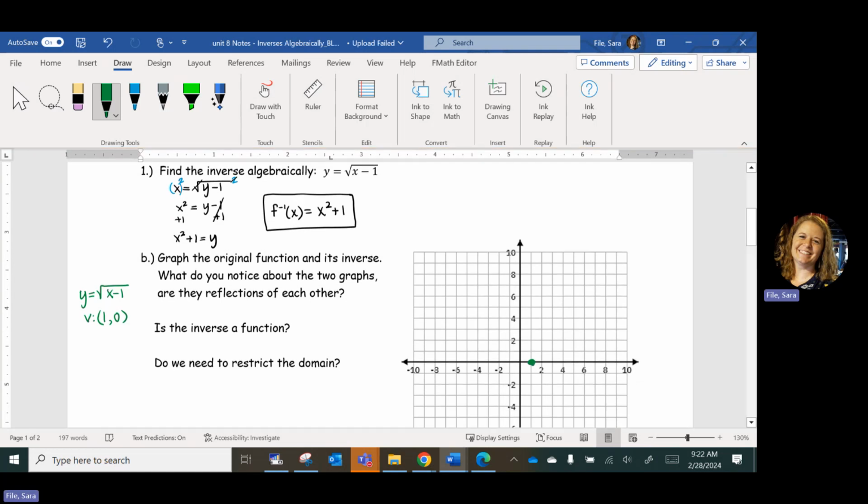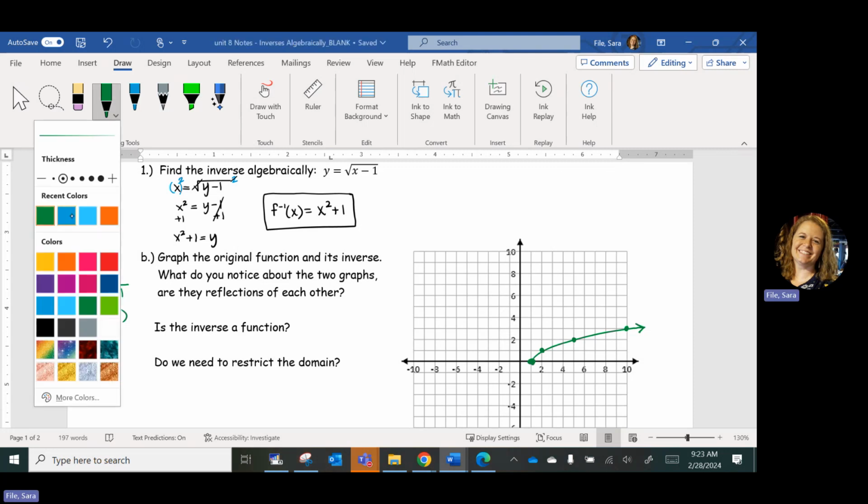And then the a is an understood 1, so we know that there's no stretch or compression or reflection. So I'm simply going to, from my vertex, go over 1 up 1, go over 4 up 2, or you could go over 9 up 3. So there's that function in green.